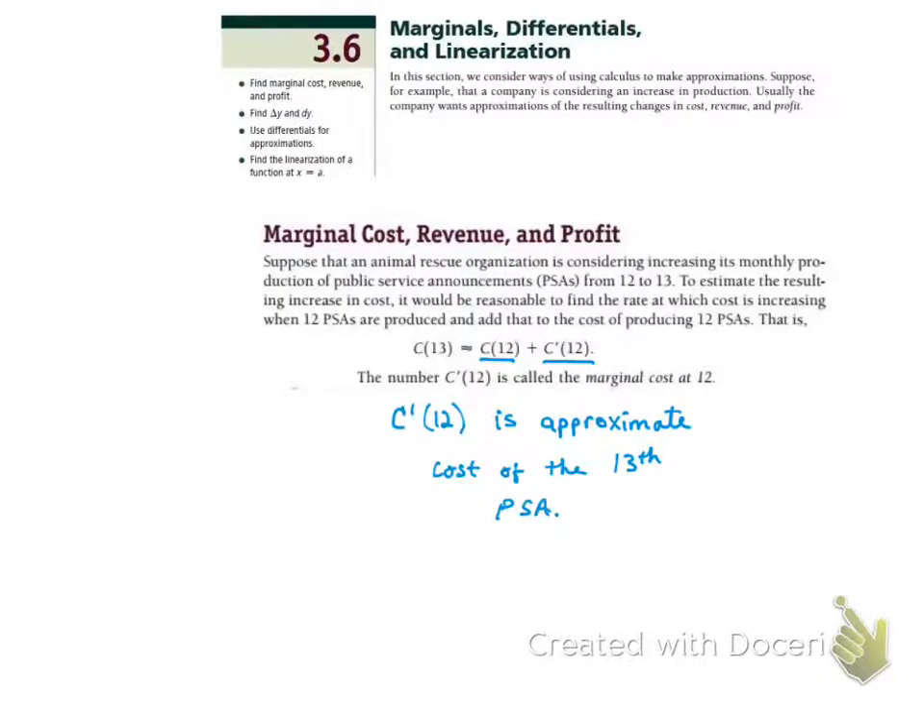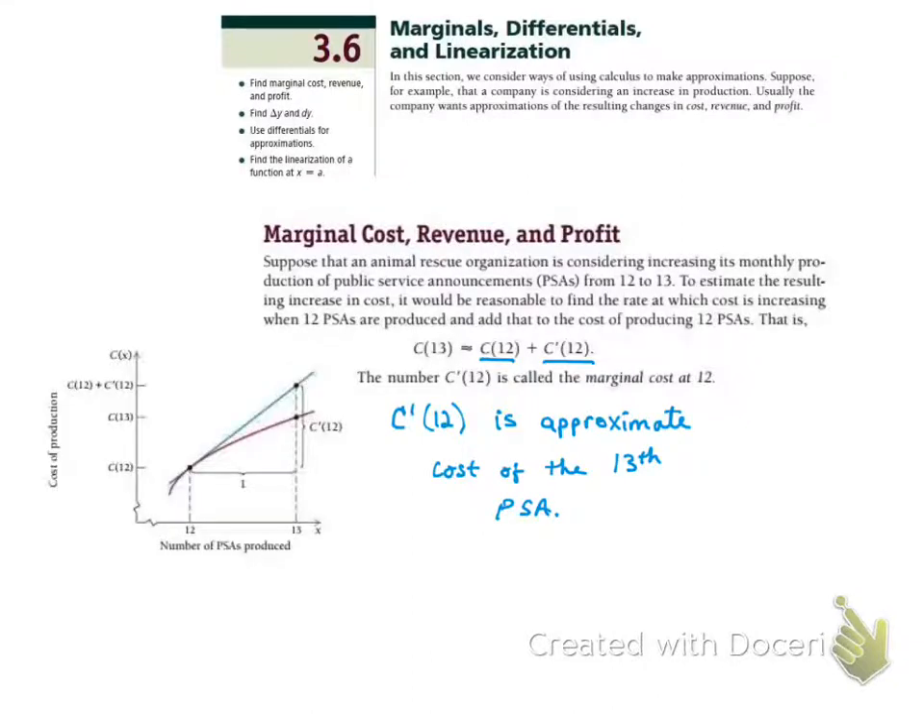So C prime of 12, the marginal cost at 12, is the approximate cost of the 13th PSA. And so then we add that to the total cost of making 12 PSAs, and that will give us the total cost of 13 PSAs. But the marginal cost at 12 approximates the cost of just the 13th item by itself.